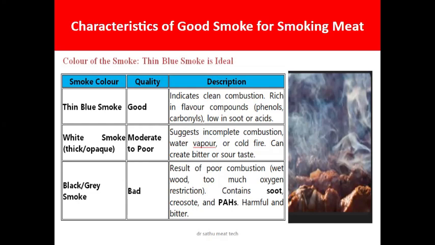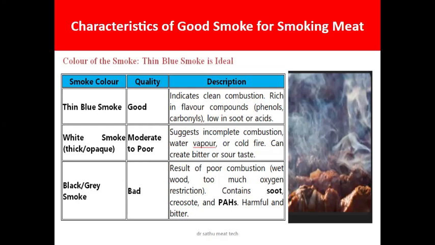Creosote is a group of compounds, or a mixture of compounds, which can be harmful to humans. Polycyclic aromatic hydrocarbons. This smoke is harmful for human health and bitter, because it can cause cancers, and it is sometimes said to be mutagenic also. So the best quality smoke is the thin blue smoke. When you are going to some places and you see the smoke, from the smoke quality or smoke color itself, we can say whether it is a good smoke or a bad smoke.